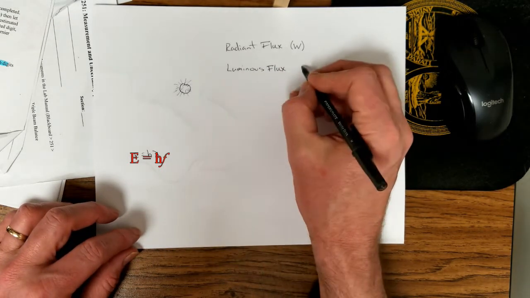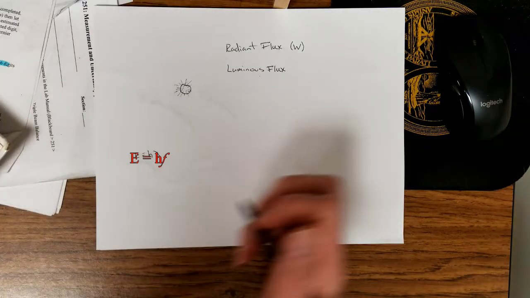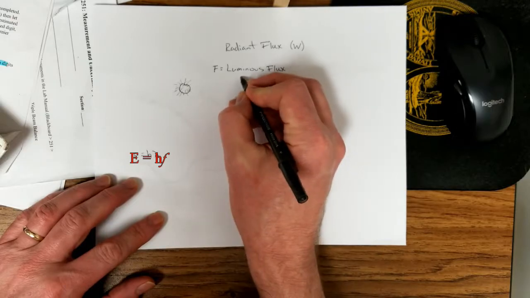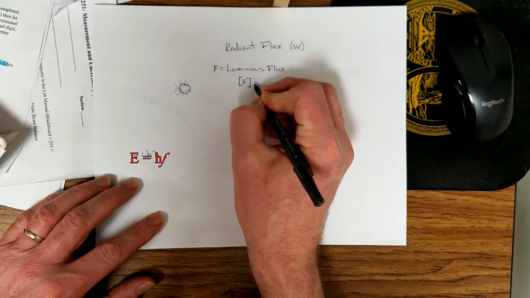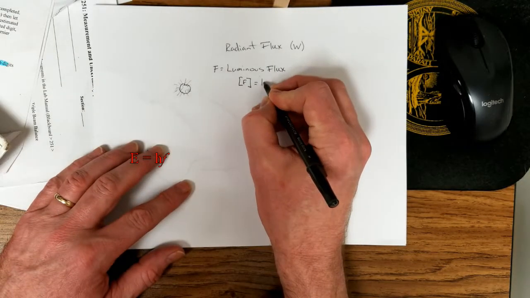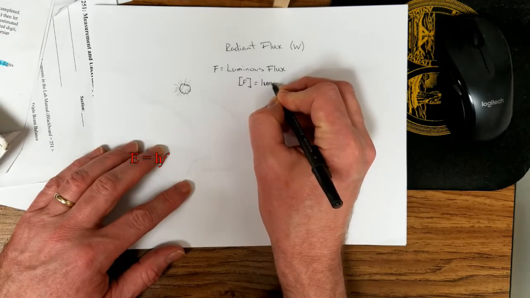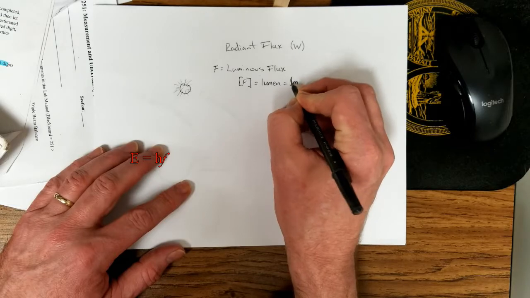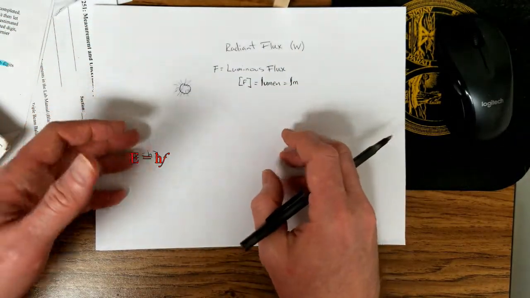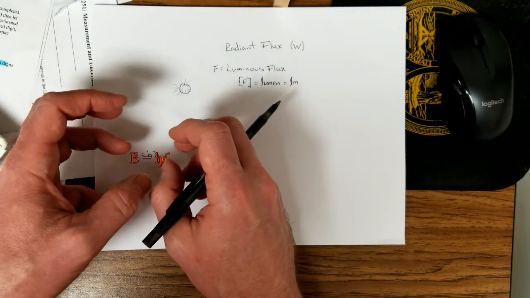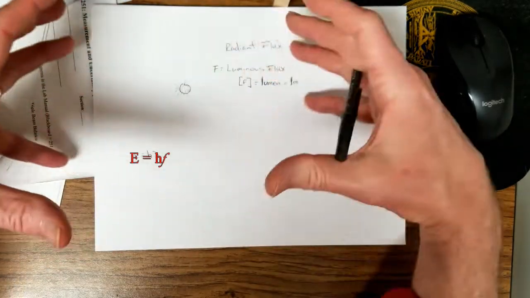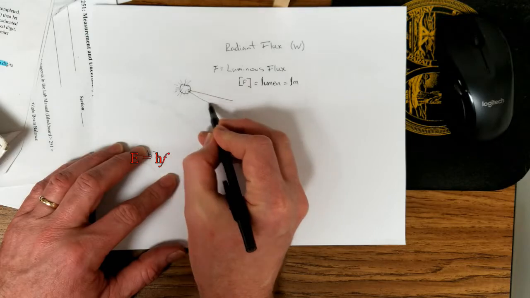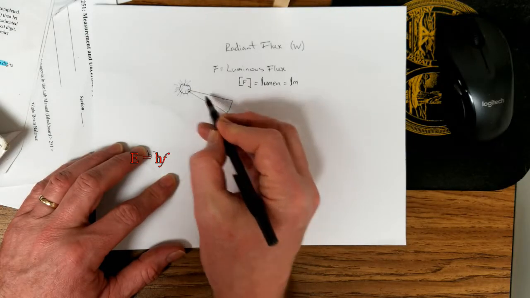And so luminous flux is basically what we see. And the symbol that your textbook uses is F for that. And the units of this luminous flux is the lumen, abbreviated LM. That's an L. The luminous flux talks about, basically, the energy that is going out per unit time in every direction.